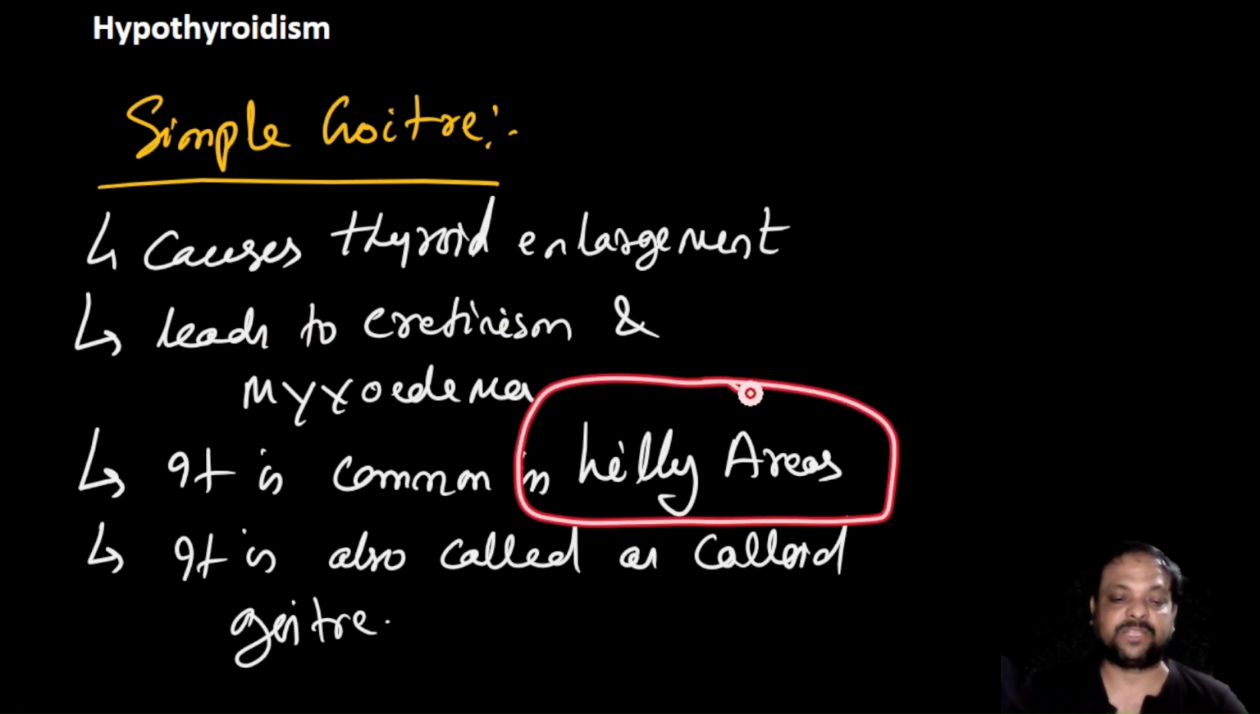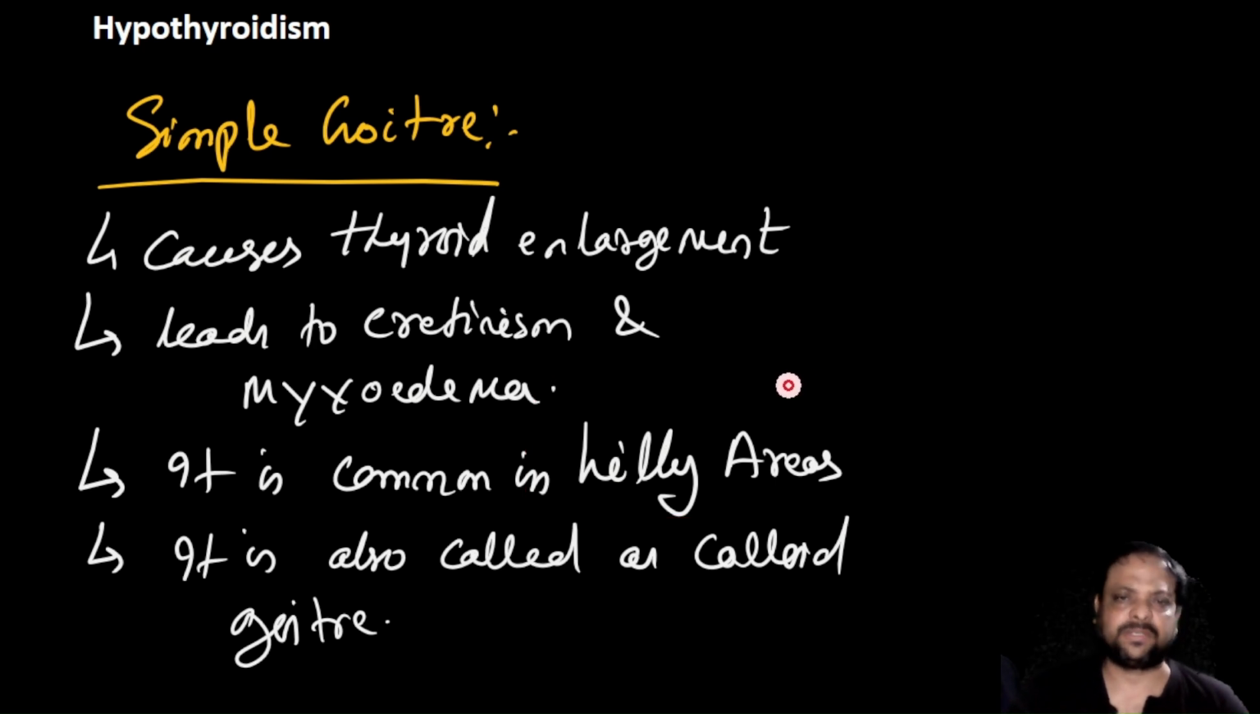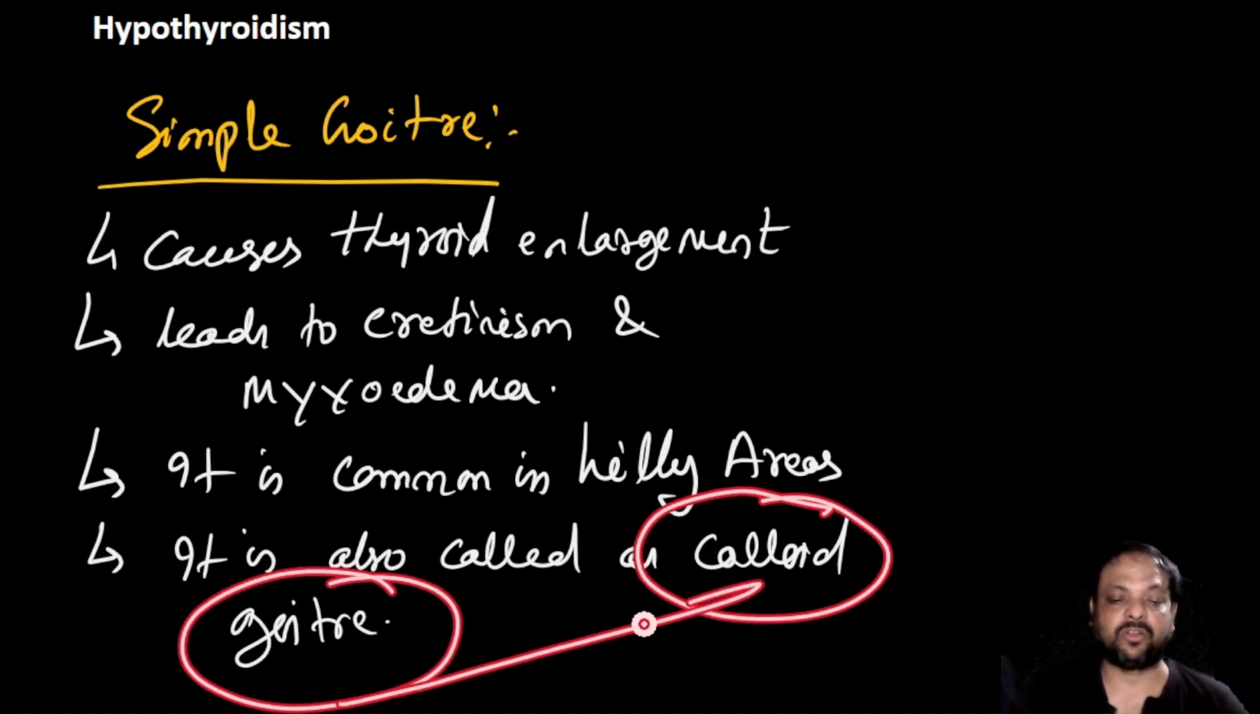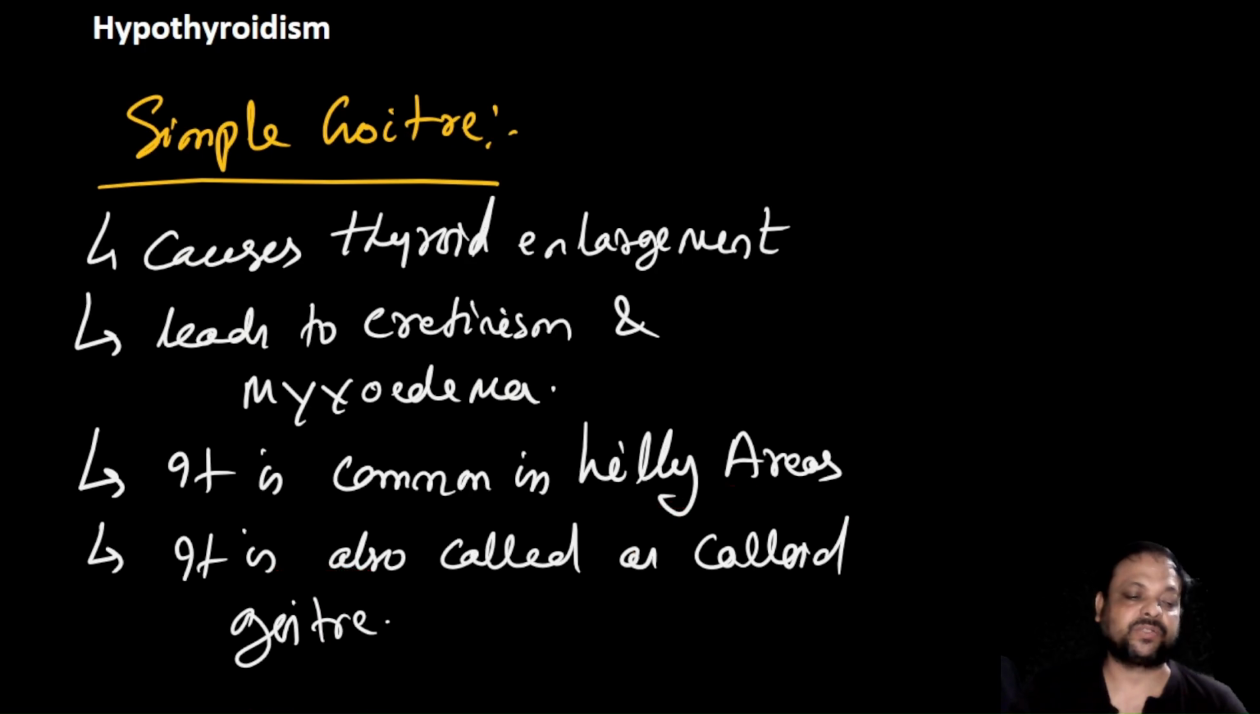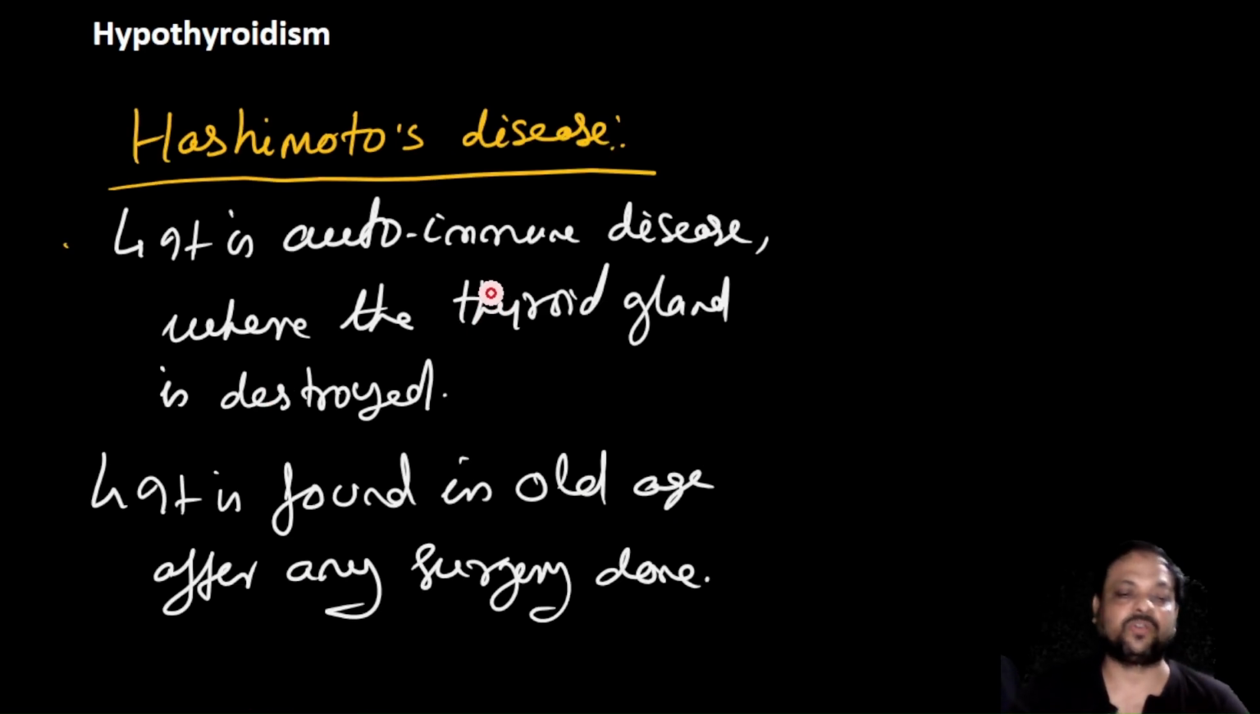And normally it is found in hilly areas, because in hilly areas there is less iodine present in the food or in the diet. And this is also sometimes called colloid goiter. This is the other name of this disease. And the last disease is called Hashimoto disease. Japanese scientists discovered this type of disease, called Hashimoto disease. And the disease is an autoimmune disease, where what happens?